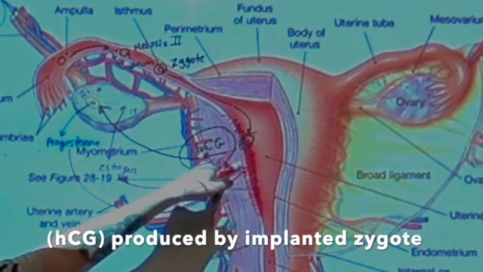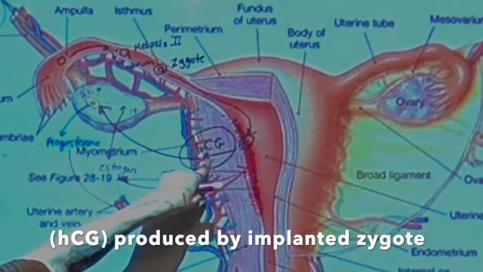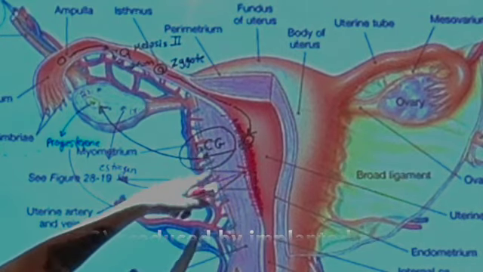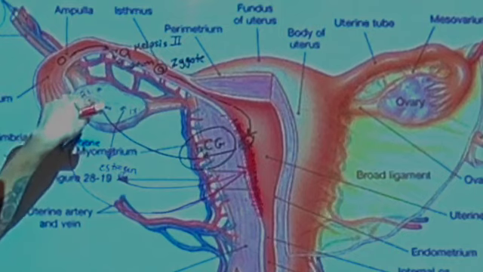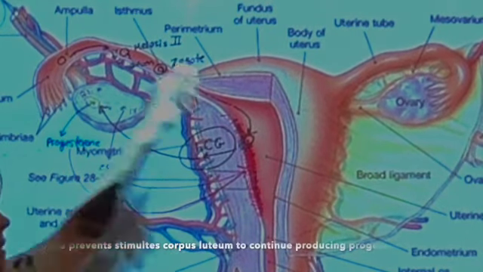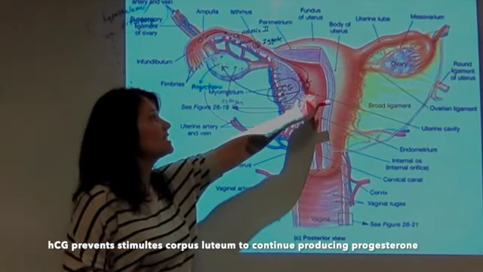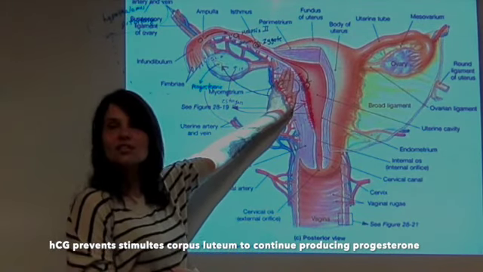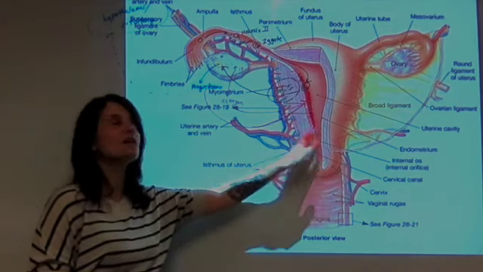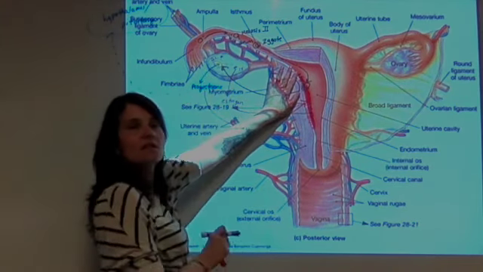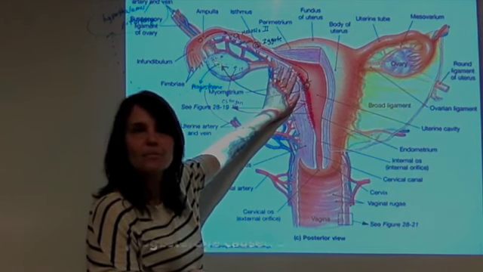So if the zygote implants itself, it sends this hormone out. It tells the corpus luteum, hey, we have implanted ourselves, keep providing nutrients so I can keep growing, okay? If it doesn't implant itself, there's no HCG, and we have the sloughing of the endometrial lining because there's nothing telling us to keep releasing progesterone. Okay, so that's the end of it, all right?